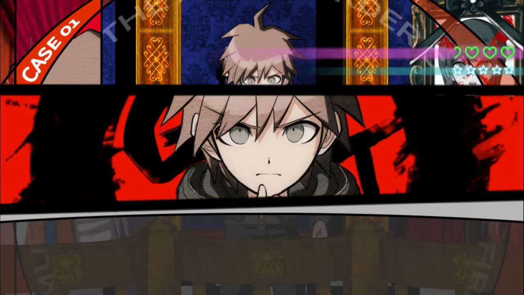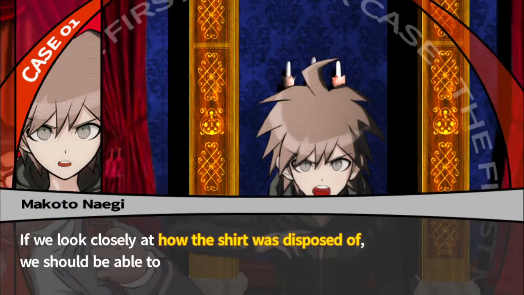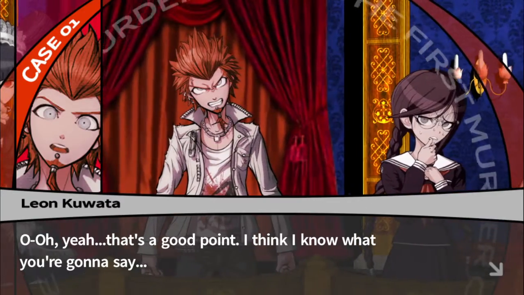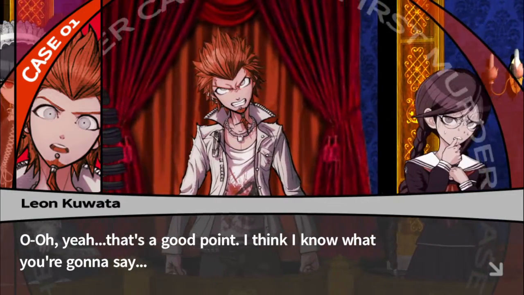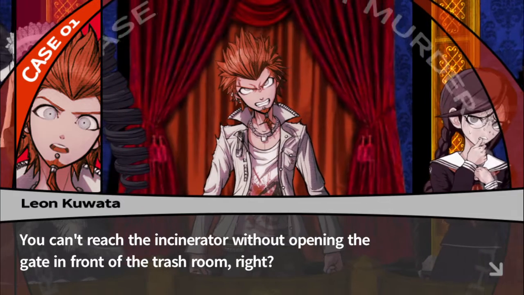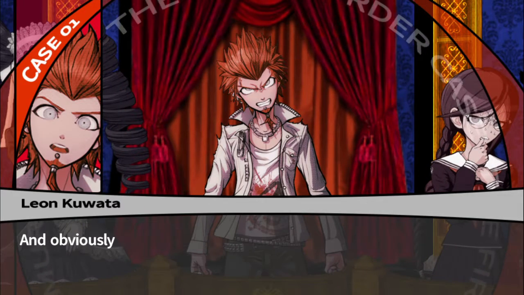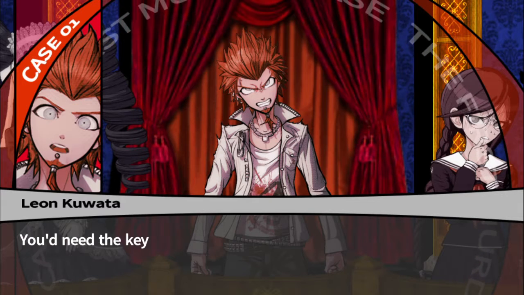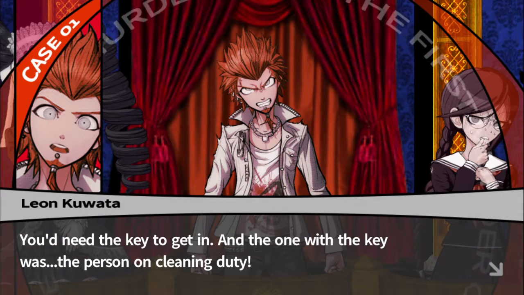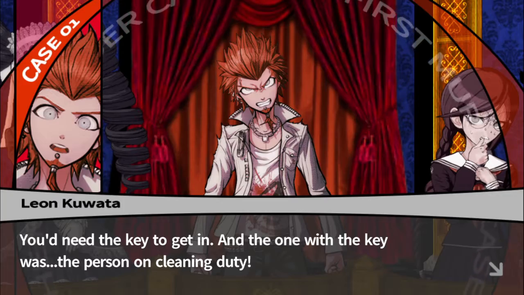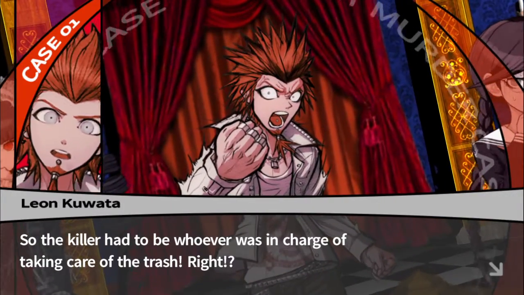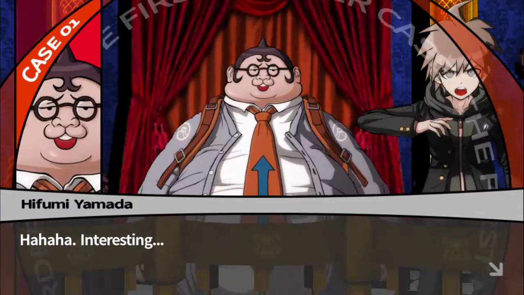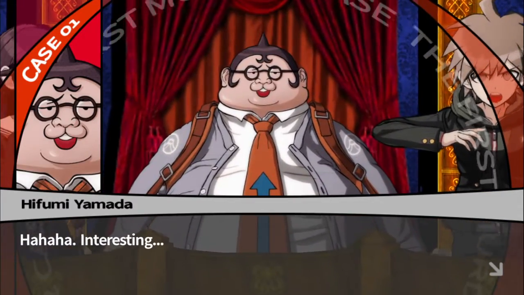I got it! If you look closely at how the shirt was disposed of, we should... Oh yeah, that's a good point. I think I know what you're gonna say. You can't reach the incinerator without opening the gate in front of the trash room, right? And obviously, you wouldn't be able to hit the switch to turn it on either. You'd need the key to get in, and the one with the key was the person on cleaning duty. So the killer had to be whoever was in charge of taking care of the trash, right? Interesting.